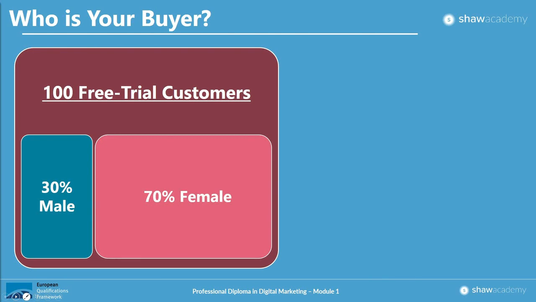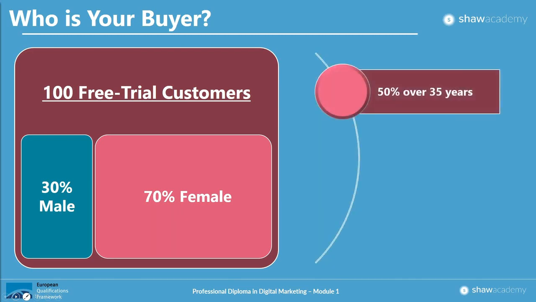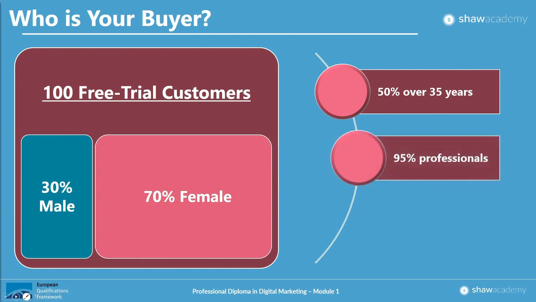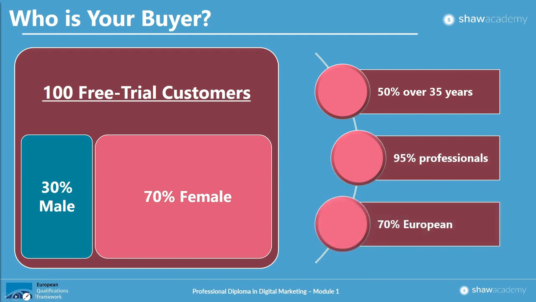This is actually an advert that we ran for a child nutrition course that we have when it was first launched. And here are the results that we got from that. We saw from those who registered, of those 70% females, half of them were over 35 years old. So that means that 35% of our entire audience were over 35 years old. Of the same segment, 95% were professionals, so 95% professional women. And 70% of that 70% segment were European, they were from Europe.